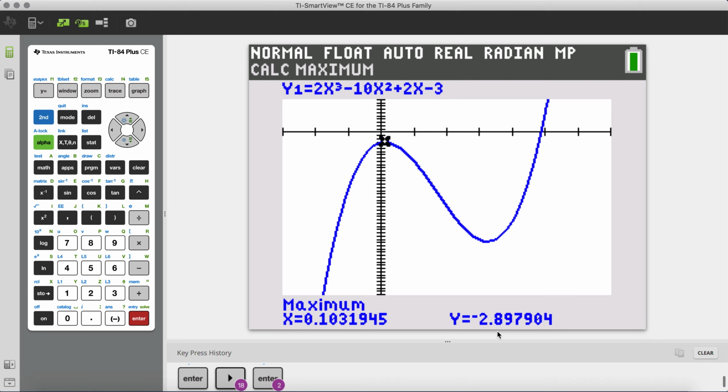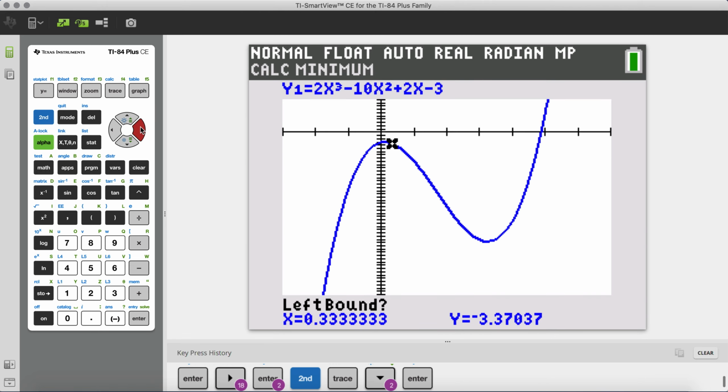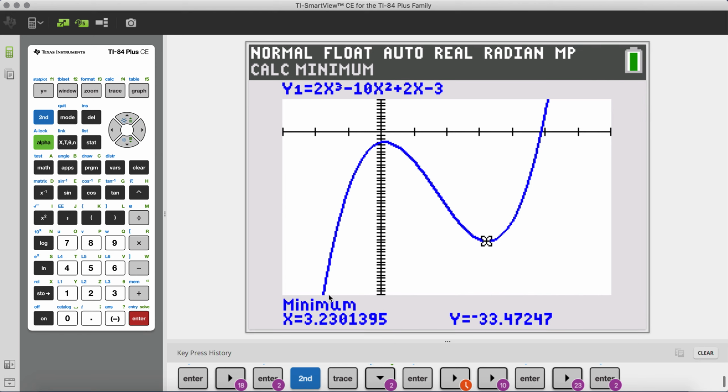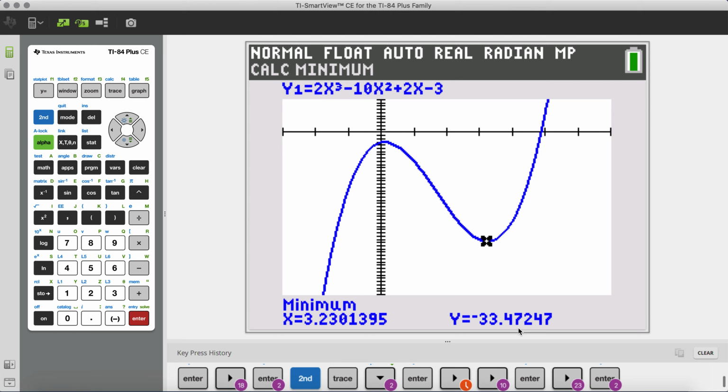-2.90. Same thing is going to happen for the minimum value. We click second trace, we go minimum, left bound of the minimum. Minimums always occur in these valleys down here. So we can go here for our left bound, right bound, we just keep coming to the right until we make sure that we're past it. Click enter again, and then here's our minimum value. So the minimum is at 3.23, comma, -33.47. So that would be how we find our minimum.